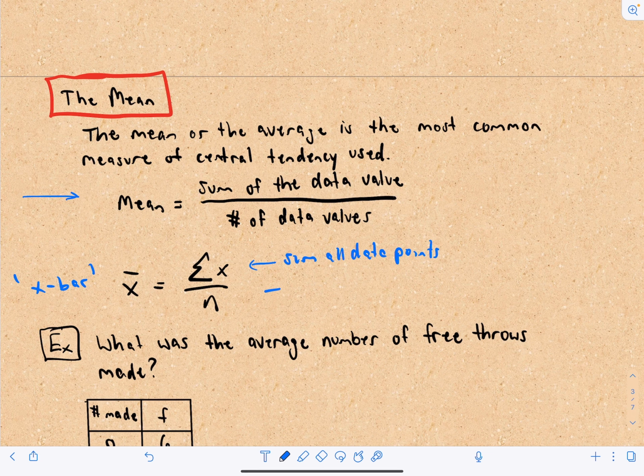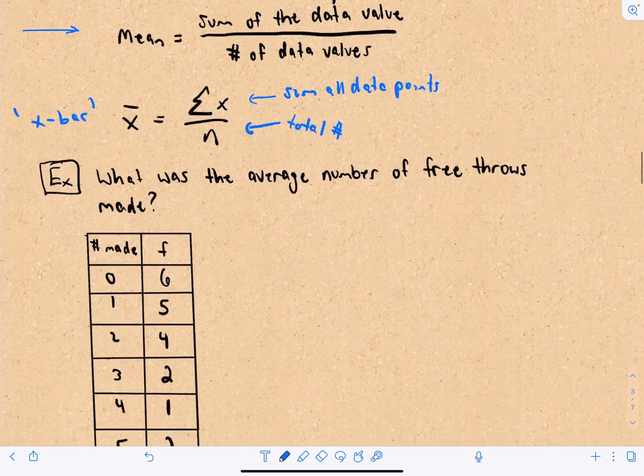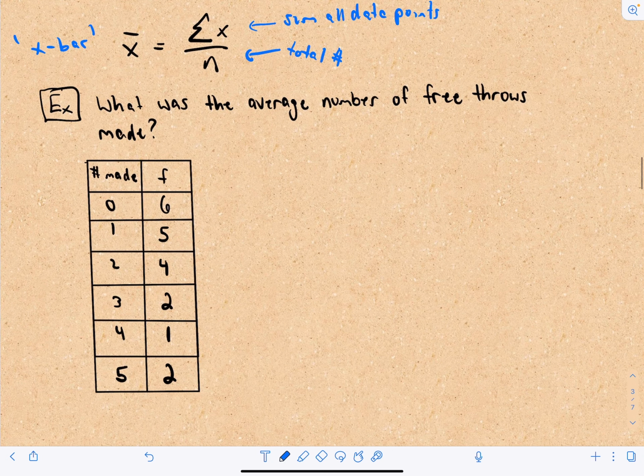And then divide by the total number. Okay, so that's all that notation means. So if you see x bar, that means you're taking an average or mean. So in this example, we want to find the average number of free throws made. So we've got our same table where 6 people made 0, 5 people made 1, 4 people made 2, etc.